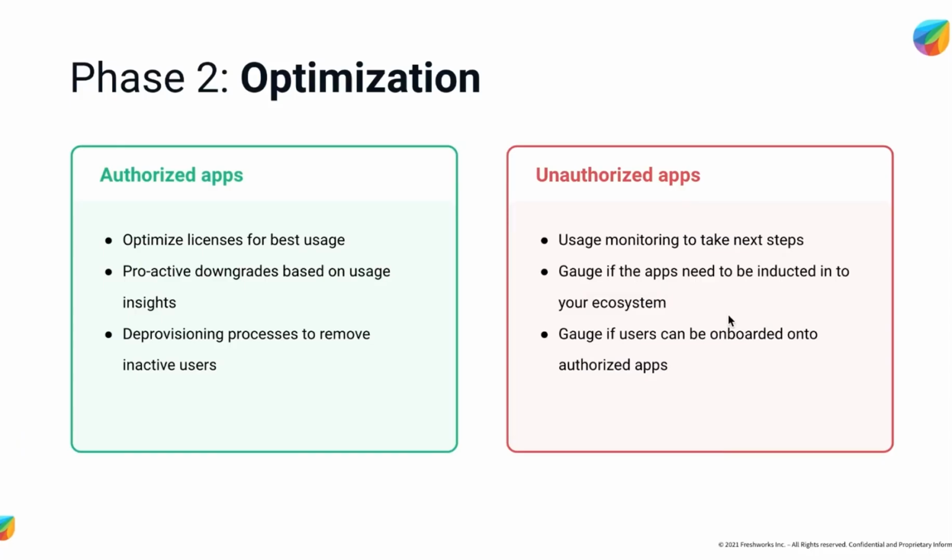And when it comes to unauthorized applications, what you can do is monitor the usage to decide how you would be managing these applications from this point onwards. Not all unauthorized applications would be a threat to your ecosystem. Some of them might be actual business needs that your employees are trying to solve. So you can gauge if these apps have to be inducted into your ecosystem, and you can also see if some of these users can be onboarded onto authorized apps.